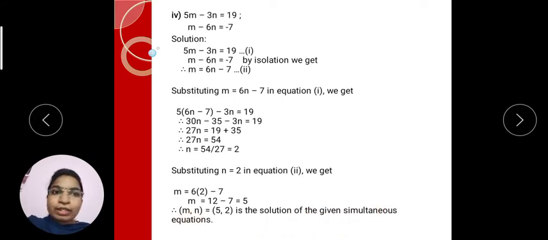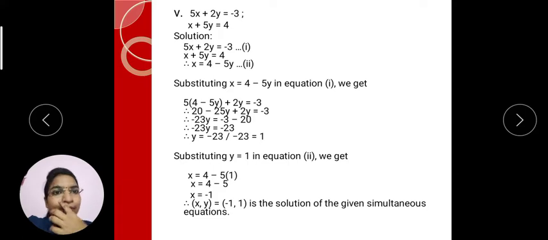Understood? So this is done by the substitution method. Before that, the third example, I also solved by the elimination method. This one is by the substitution method. You can choose any one, according to your convenience. Now this one is the fifth question.